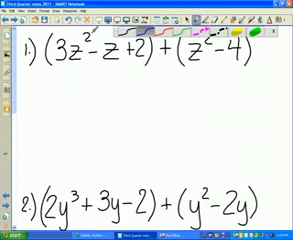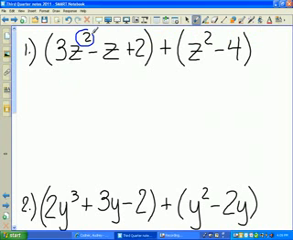So what is the highest degree? In this count, my highest degree is to the 2nd power. So we want to organize it so we have our highest degree first. So it's 3z squared plus z squared. Okay, so that takes care of all of my 2nd degrees.